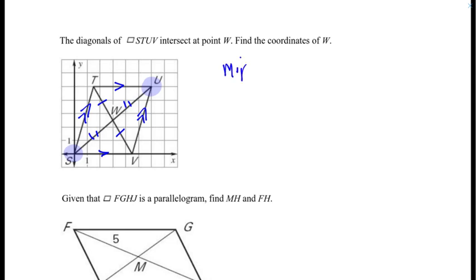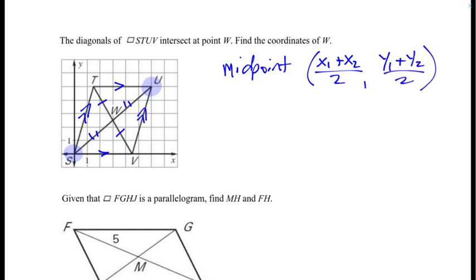And if you remember our midpoint formula, basically we have our x1 plus our x2, so we add our x coordinates, divide by 2, and then y1 plus y2, add your y coordinates, divide by 2, and that gives you your midpoint.